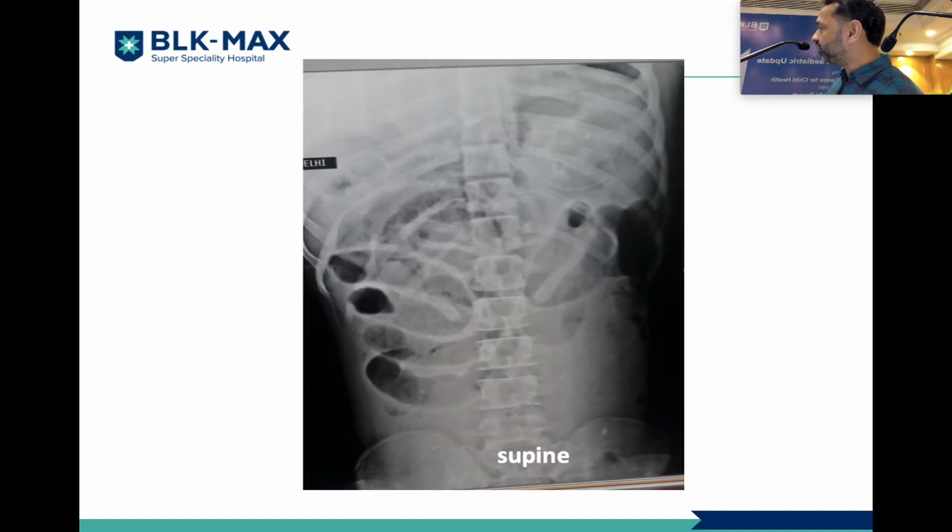Again, this is a supine film which is being taken. This child had intestinal obstruction. Although this supine film gives a fair idea that the intestines are not looking normal, these are the dilated loops of the intestines, thickened loops of the intestines, but yes, you are missing the air-fluid levels and the transition zone.